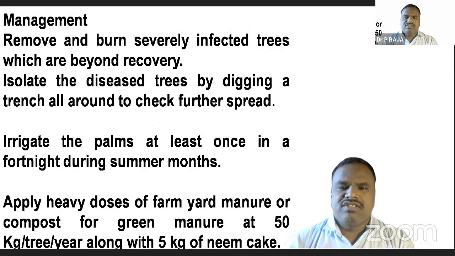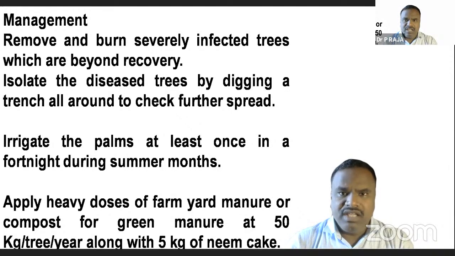Now, management: we have to remove this bracket. Okay, we have to remove this bracket. You just cut it and put it into a polythene bag on the spot itself. Okay, and if you cut it and carry it over, the spores will be discharged into the entire field. Okay, to avoid that, cut that fruiting body, put it into the polythene on the spot itself, and then you can carry it. Okay, carry it to a remote place and burn it. Okay, so that will check the further spread of this pathogen.